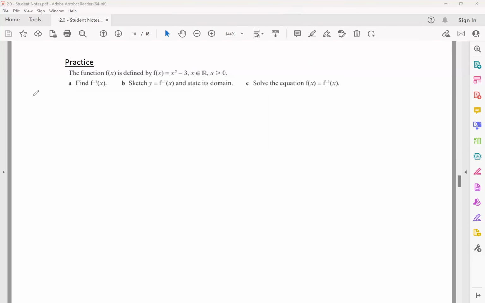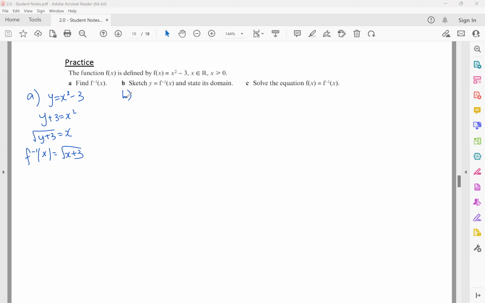Right, so part A, to find the inverse. y equals x squared minus 3. So y plus 3 equals x squared, square root, so plus and minus. But because x has to be greater than or equal to 0, we don't have to do plus minus. So square root of y plus 3 equals x. So the inverse is therefore square root of x plus 3.